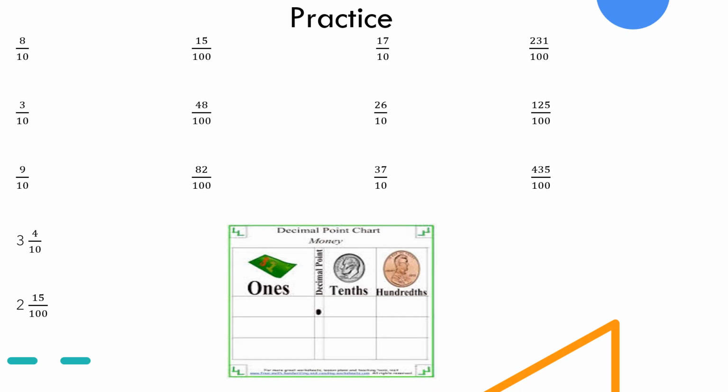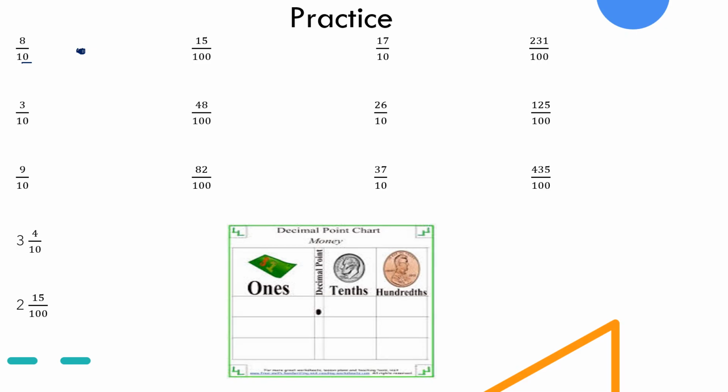You can copy that chart on your paper, and that way you can have something to write your numbers in as you go. Okay, so 8/10. First of all, I don't have a whole number. No, first what I need you to do is put your decimal point on your paper. That's the first step. Okay?